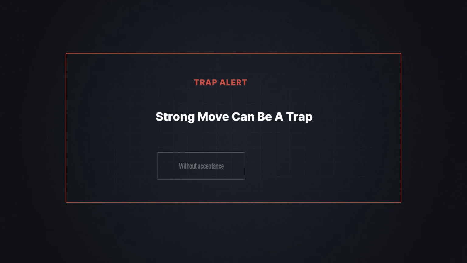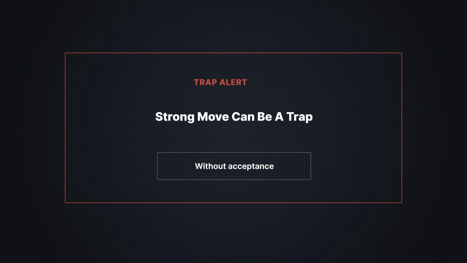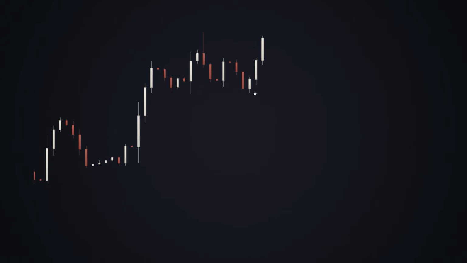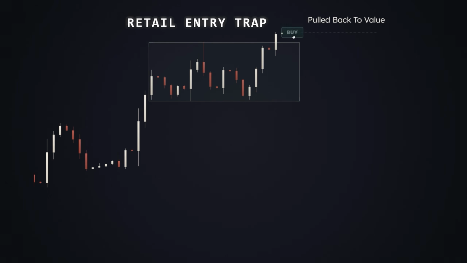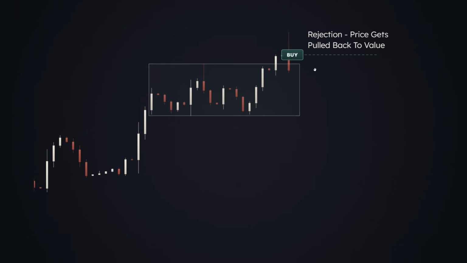But the same move that looks strong can become the most expensive trap if price does not get accepted. Watch this breakout. Price leaves value with a big green candle, and it looks strong enough to pull buyers in immediately. A beginner day trader buys the close because the candle looks powerful, but buying every candle that leaves a box is not trading. That is chasing a candle with a credit card.